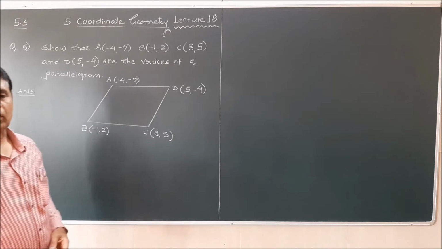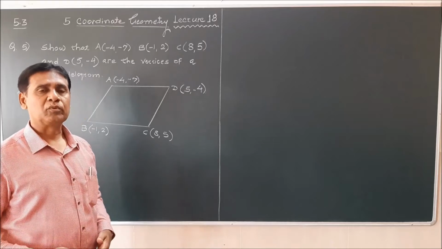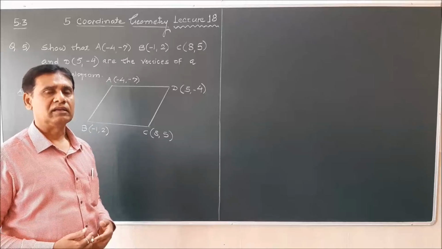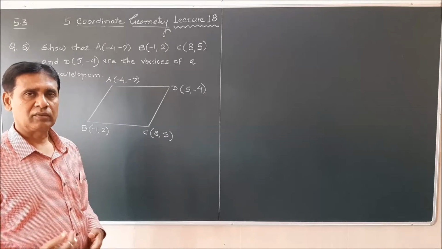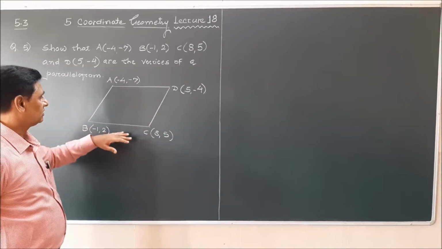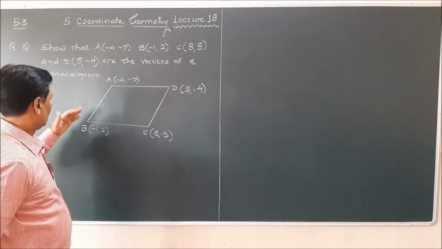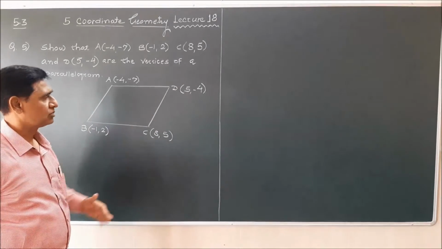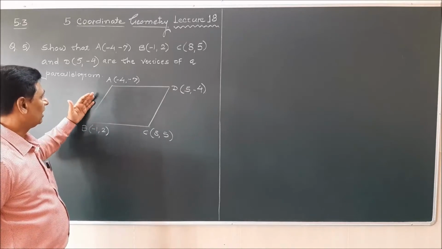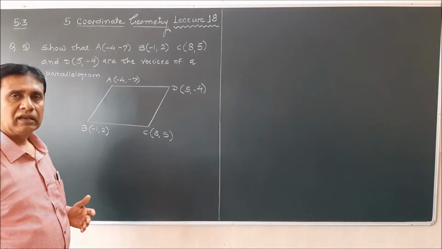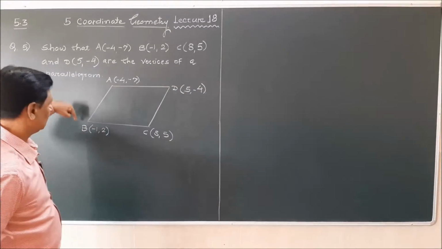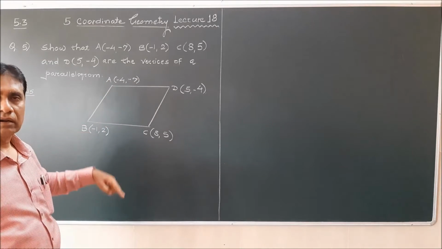Now since you all know the property of a parallelogram, that opposite sides are parallel, and opposite sides will be parallel if their slopes are the same. So what I am going to prove in this case is that slope of AD is equal to slope of BC, as well as slope of AB is equal to slope of DC. So AD is parallel to BC and AB is parallel to DC, and if opposite sides are parallel, then naturally you will get quadrilateral ABCD as a parallelogram.